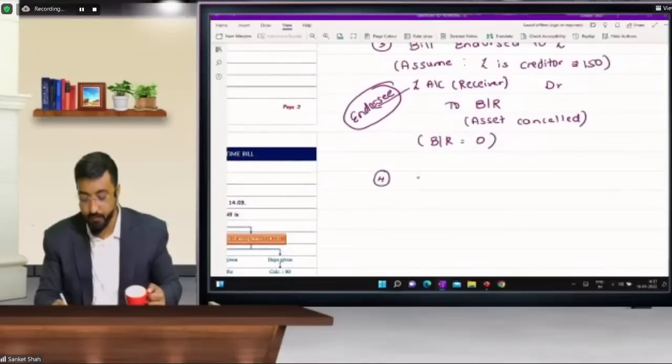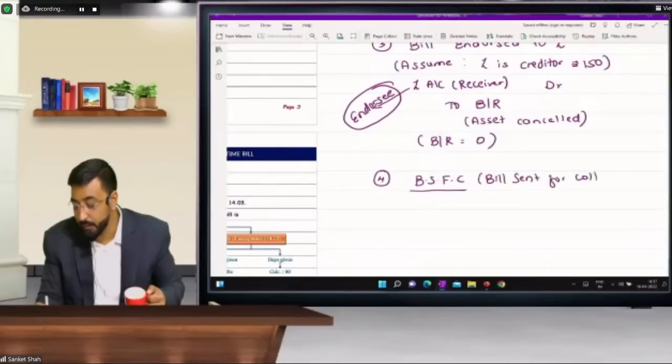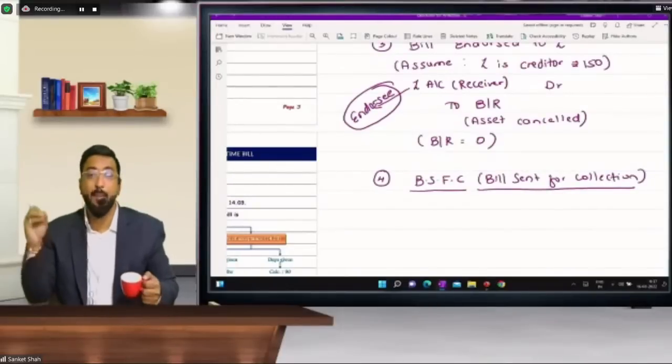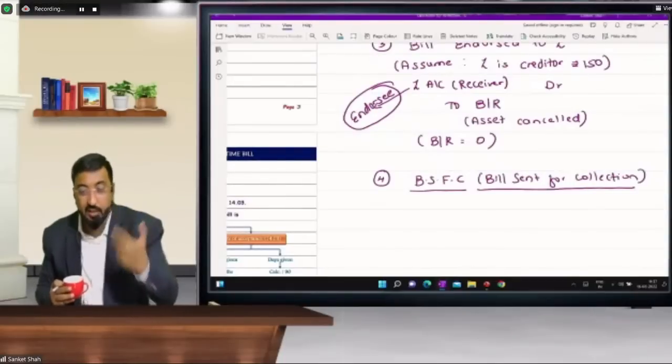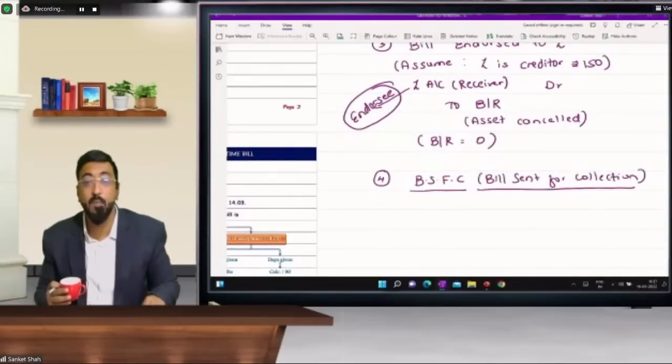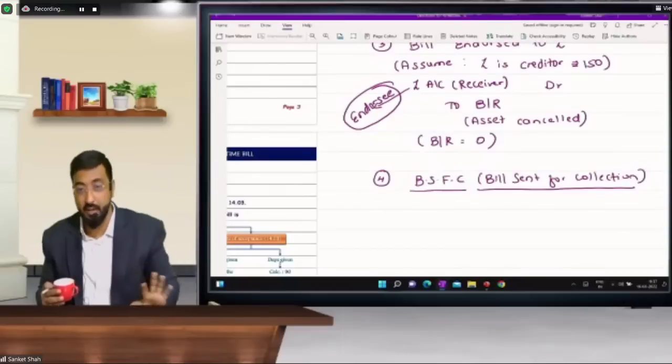Fourth one. Bill sent for collection. Sir, I appointed some agent. That agent will take money from me, and he will visit X on the due date, and he will pay us after that. He will collect.